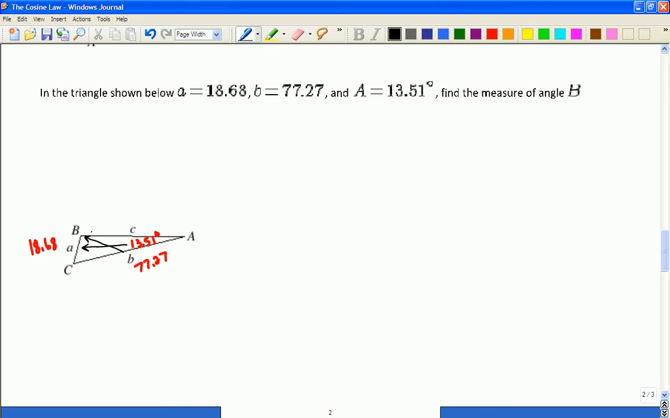So this will be the sine of B divided by 77.27 is equal to the sine of 13.51 divided by 18.68. Now I can rearrange this and get sine of B is equal to 77.27 sine of 13.51 over 18.68, and that's equal to, let's call it 0.967.